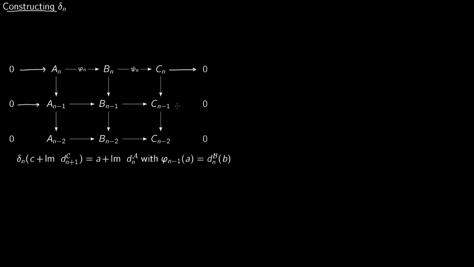Similarly, you have a short exact sequence here. This map is injective and this map is surjective. Then you have a short exact sequence here and this map is injective and this map is surjective. So this diagram continues downward and we have arrows going all the way in like this.